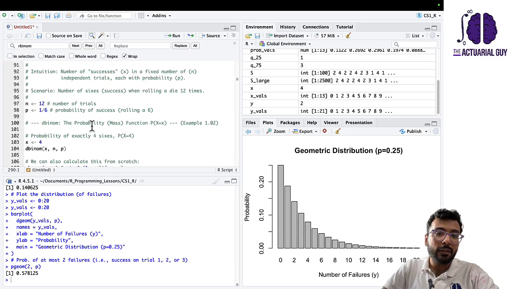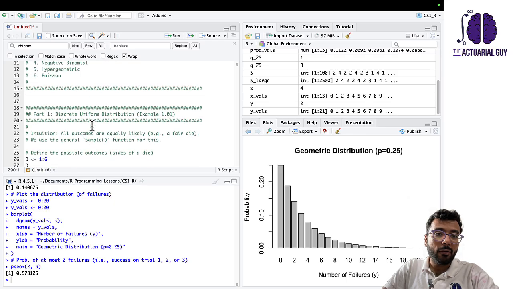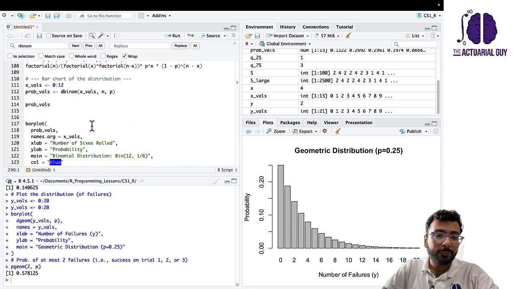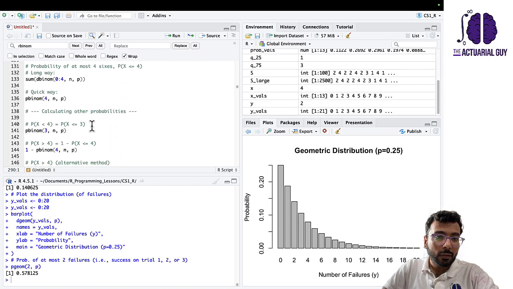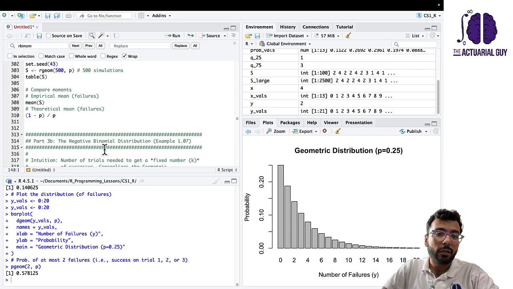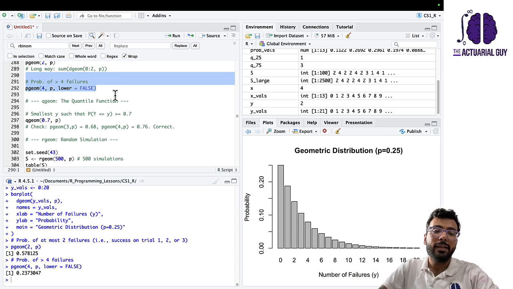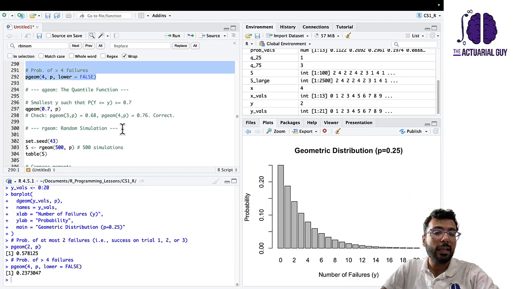So the argument's name may be different, you might need to check help on this, but you have very similar functionalities. So under pbinom, you had lower tail, right? Now you just have this argument called lower, which is false, but very similar in terms of its functioning. Now you're getting the probability that you have more than 4 failures before your first success, right? So that's 0.2373047. You can calculate this normally and check if this is correct or not.